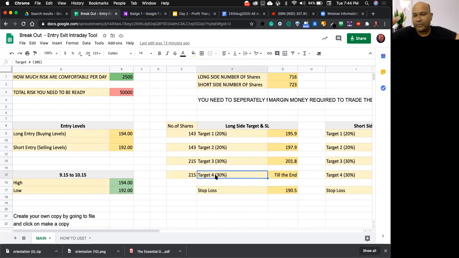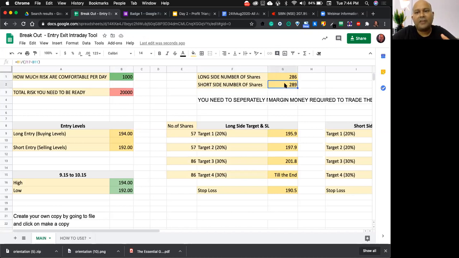We don't do anything. We will get into how you place the orders and all of that, but I have given additional work, so you don't have to. Based on how much risk you can take, it will automatically tell you how many shares you should be buying and selling. For example, if I say 1000 is my risk every day, it will tell me, Shankar, buy 286 quantity on the long side.